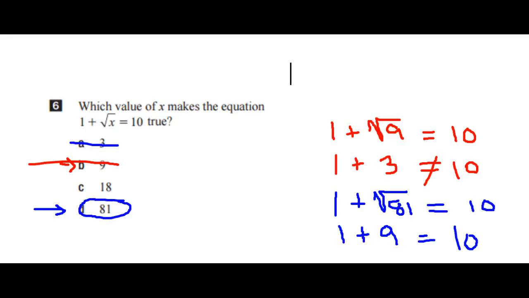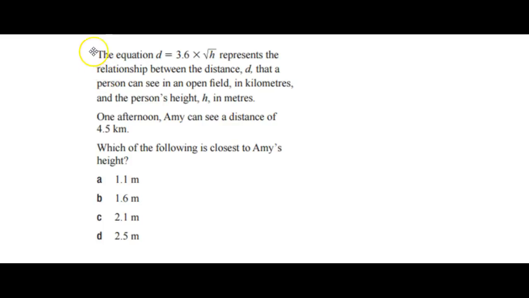Let's try another question. So this question says the equation D equals 3.6 times root of h represents the relationship between the distance D a person can see in an open field in kilometers and the person's height in meters. Right? So one afternoon, Amy can see a distance of 4.5 kilometers. Which of the following is closest to Amy's height?